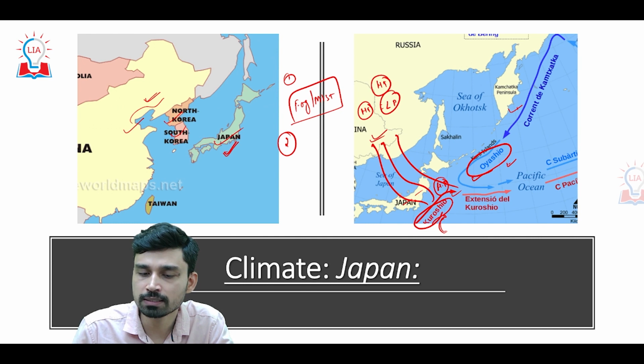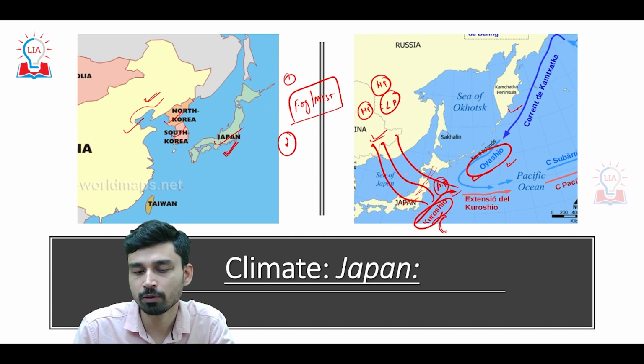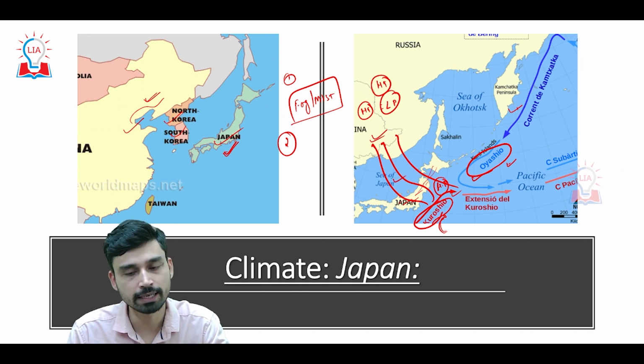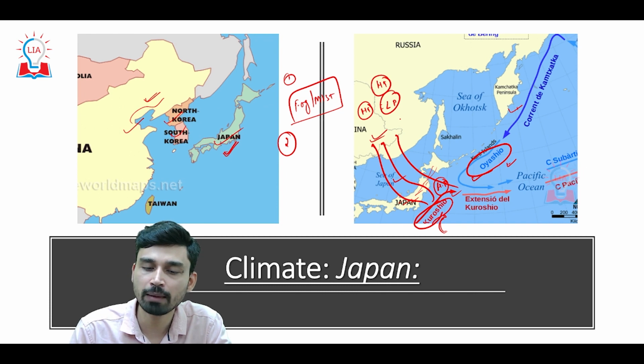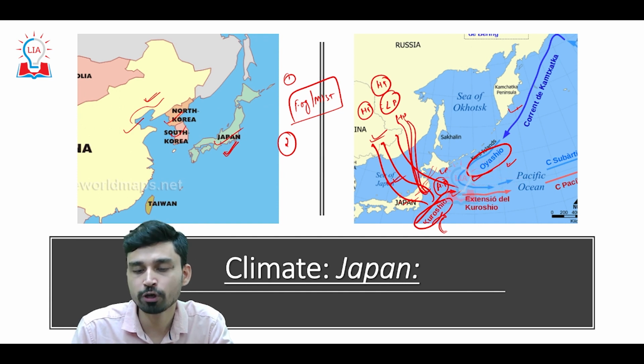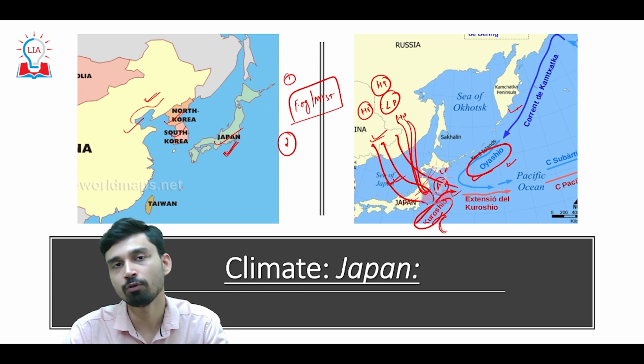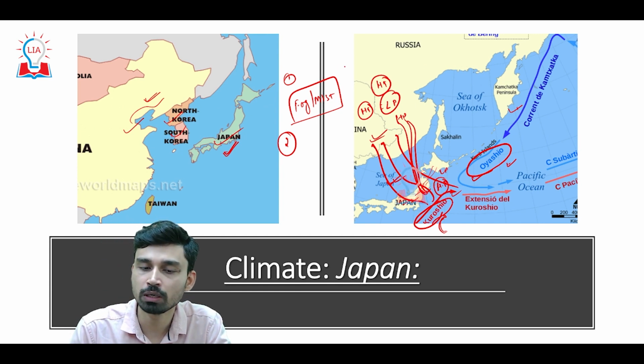So this also causes rainfall over the islands of Japan because it's surrounded by water from all sides. On the other hand, in winters, what happens? We have high pressure over land and low pressure over sea. So we have the northwest monsoon that develops in the winter that also picks up moisture from the Sea of Japan and causes rainfall in the Japanese islands. That's what we can say.